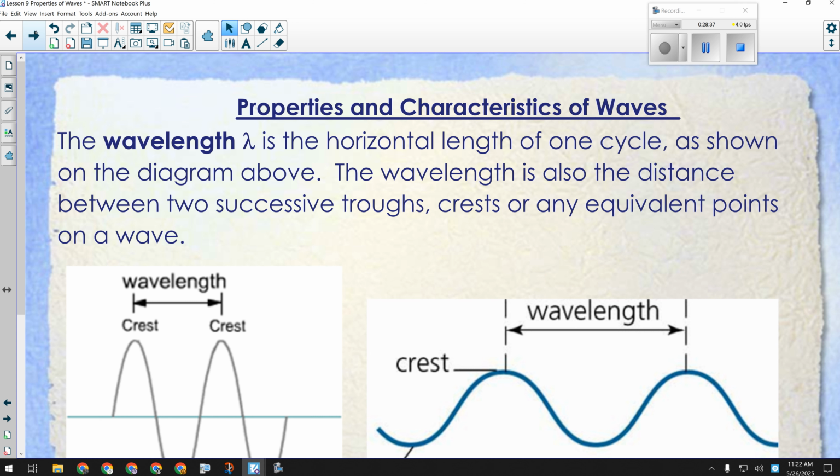Crests, troughs, we've kind of talked about those already. Wavelength, remember lambda is the horizontal length of one complete cycle. That is any two equal successive points on the wave, crest to crest, trough to trough, anywhere along the way.